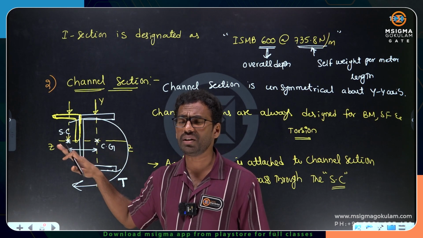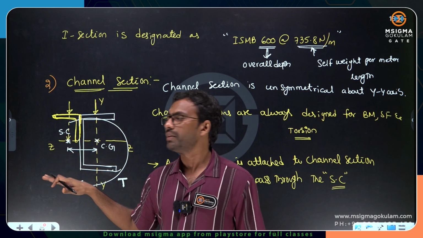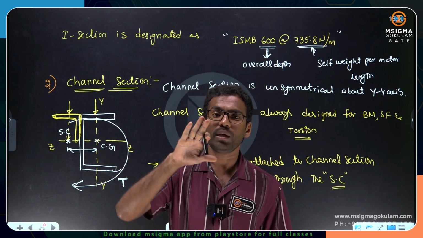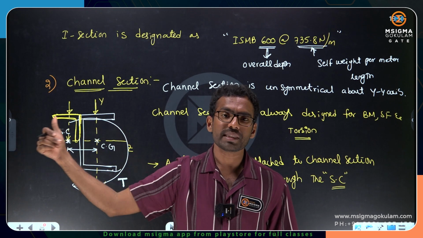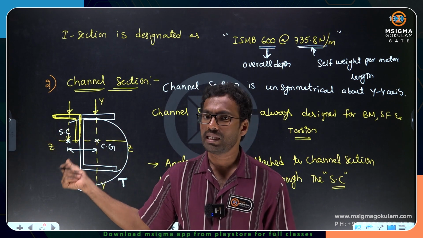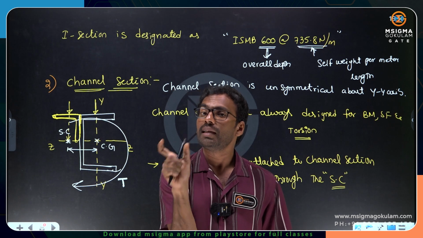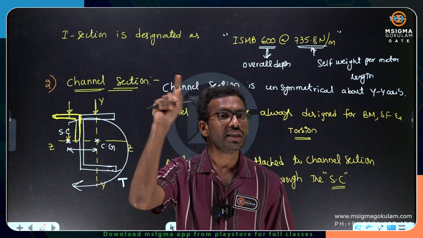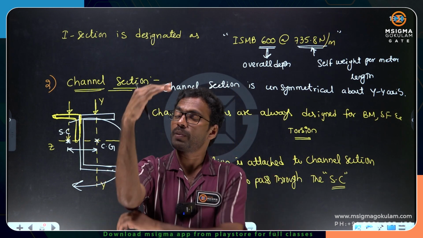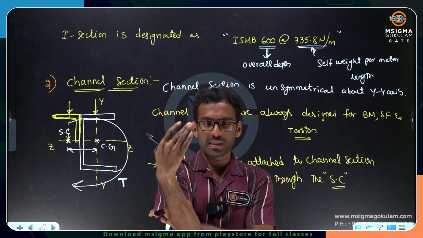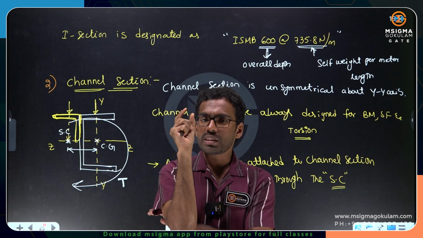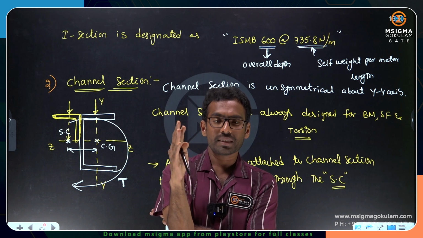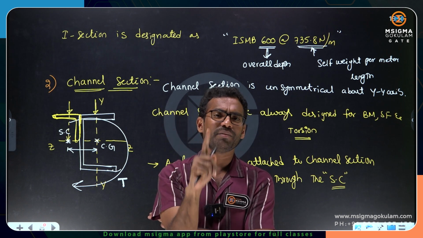Okay. Now understand, that means this channel section does not have capacity equal to the I section. Channel section has less load carrying capacity and less moment carrying capacity when compared to the I section. So, the I section is provided as a beam or girder, as I told earlier. The most efficient section for a beam or girder is the I section. You have to remember this, a very, very important point.